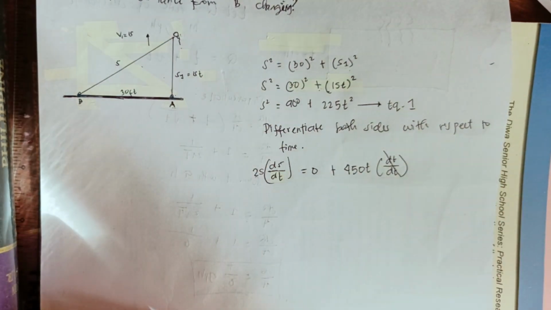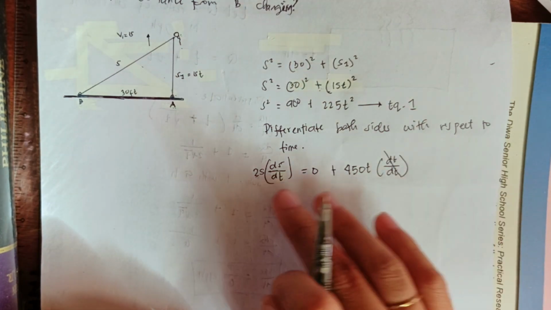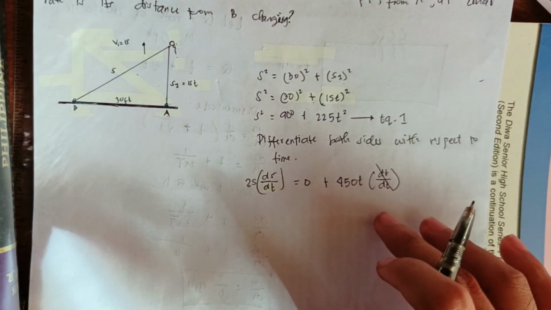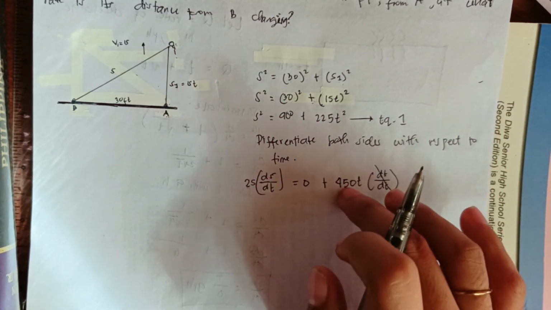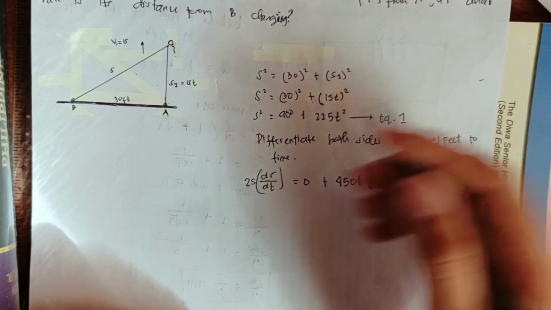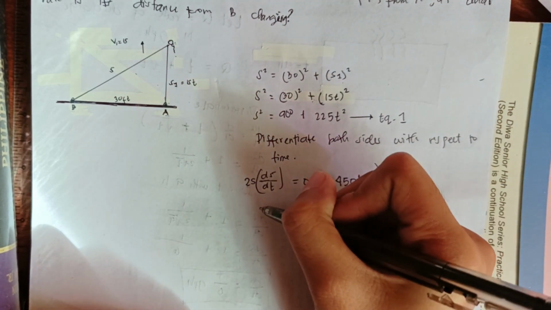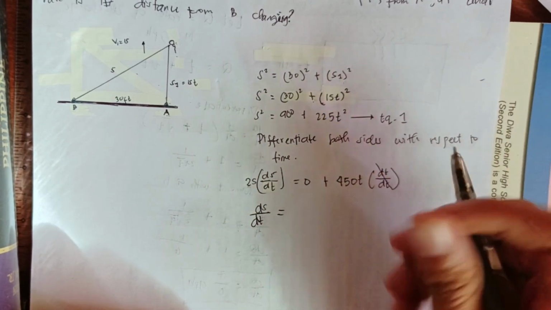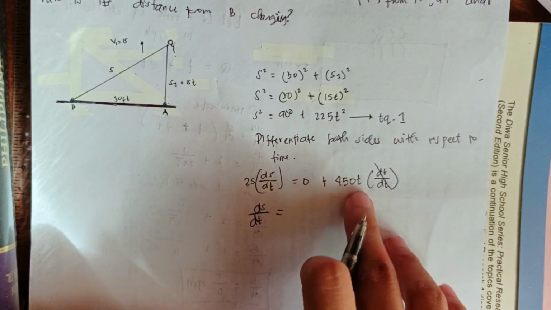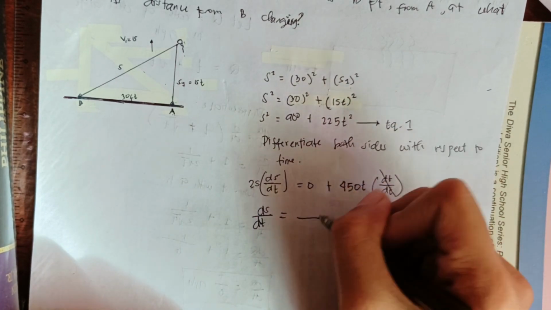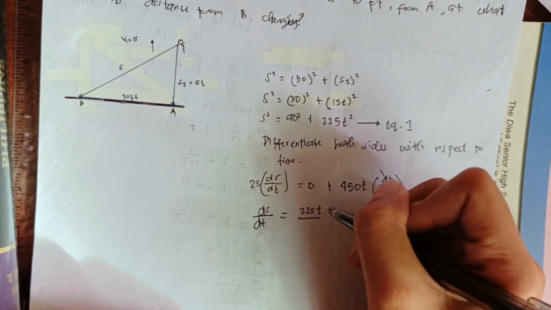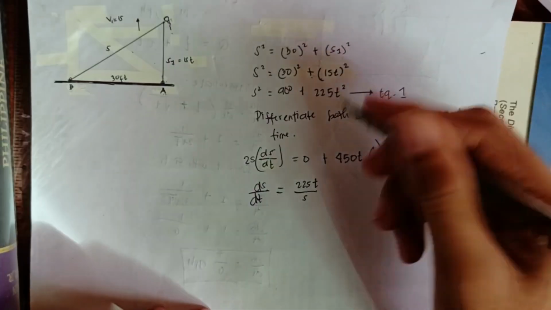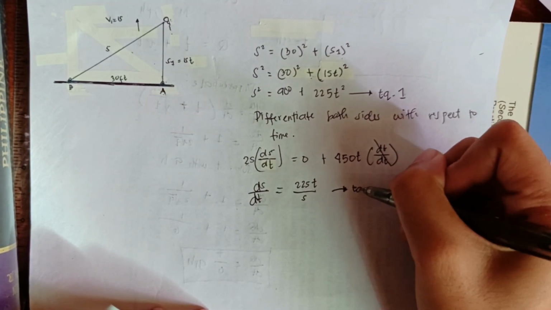So next is, let us divide both sides with 2s. So after ma-divide both sides with 2s, so ma-cancel out ang 2s diri, so mabalin na lang is ds over dt equal to, so divide both sides with 2s, diba? So ma-divide ni siya into 225t over s. So muna siya equation nato number 2.